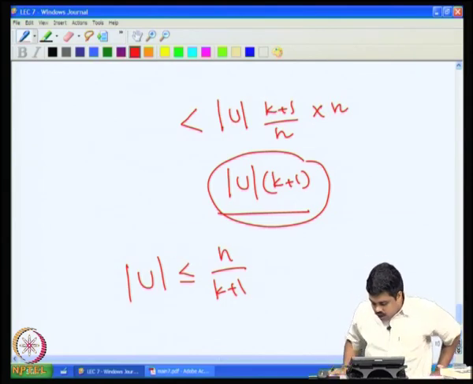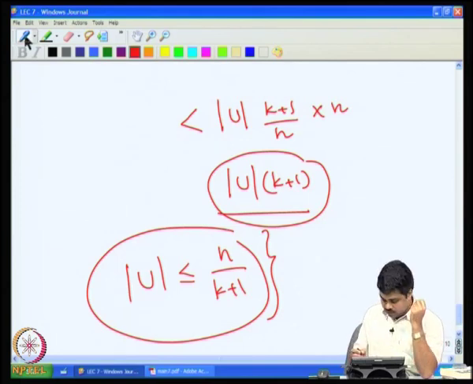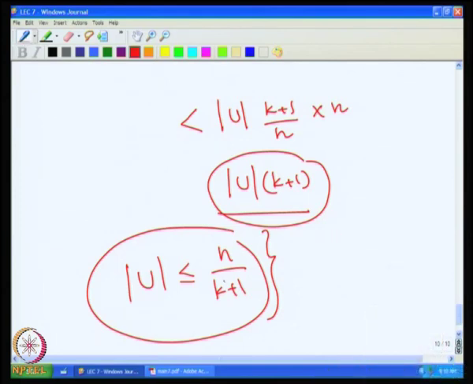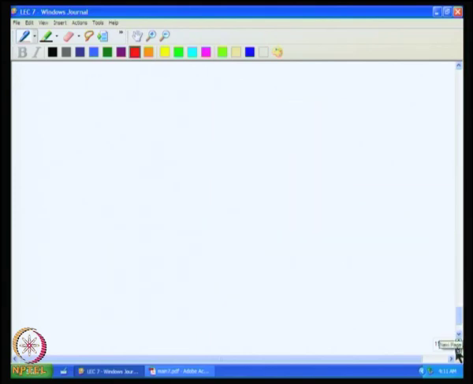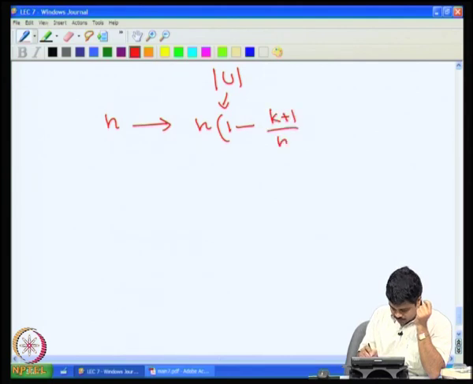So suppose we reach this situation in p steps. I start from n, and after the first step, how many vertices will be there in this U? U will become n into 1 minus (k plus 1) by n.